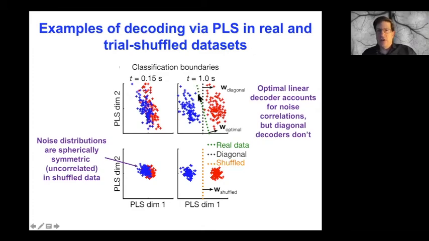This green line is the decision boundary for an optimal linear decoder that takes into account the shapes and the angles of these noise distributions, whereas this black decision boundary is that for the so-called diagonal decoder, which uses only the net displacement between the centroids of these distributions and does not account for the correlated noise fluctuations. And here in the trial shuffle data, you can see that the optimal decoder essentially corresponds to that of the diagonal decoder. Again, because in this case, we've removed the noise correlations.